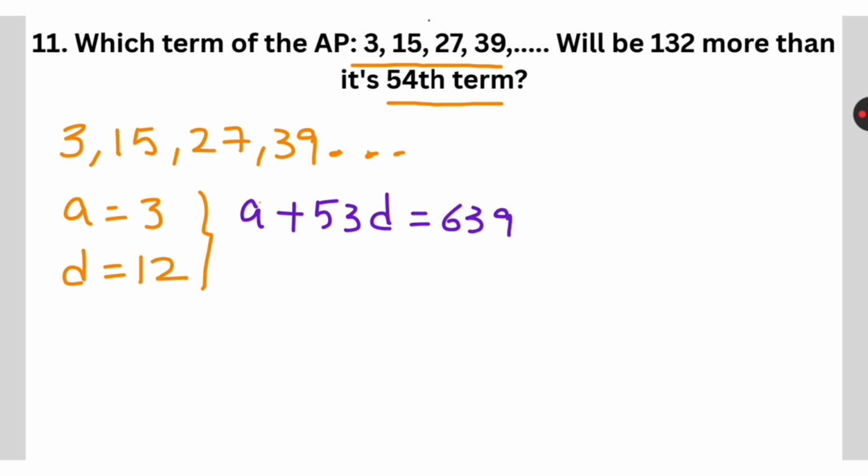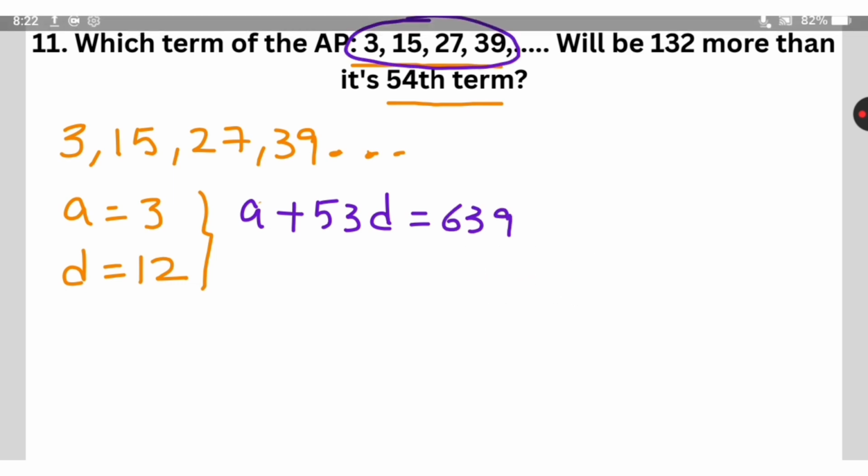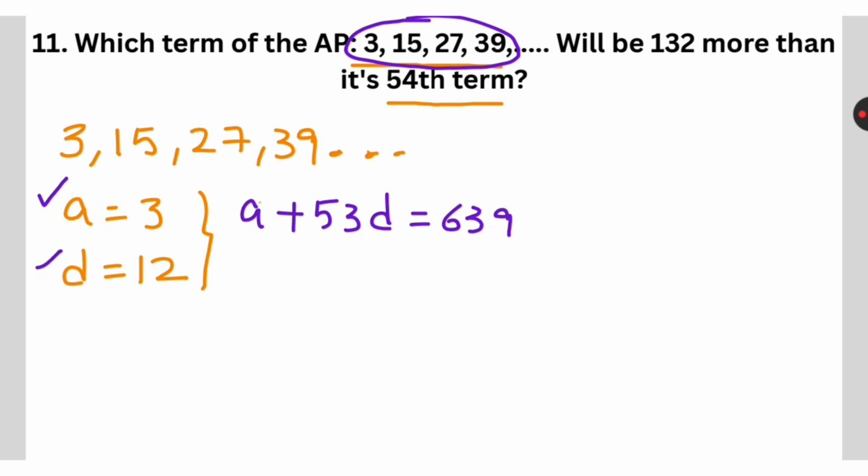So we take the arithmetic progression, from that we find the first term and the common difference, and also we take this 54th term. We found the 54th term, which is 639. If you don't understand the question, at least whatever you know, you have to write in your paper, then we can get at least 2 marks from this question. Let's see how to solve this question.